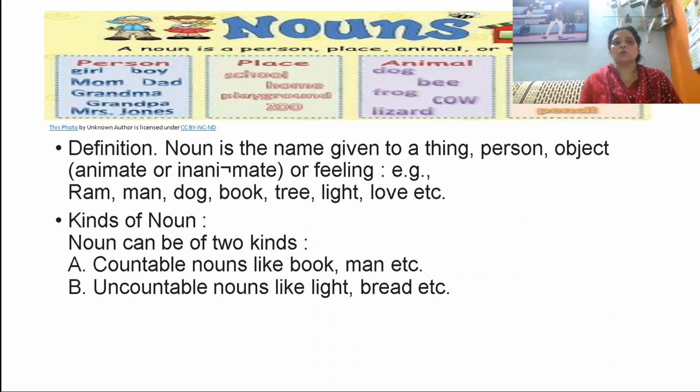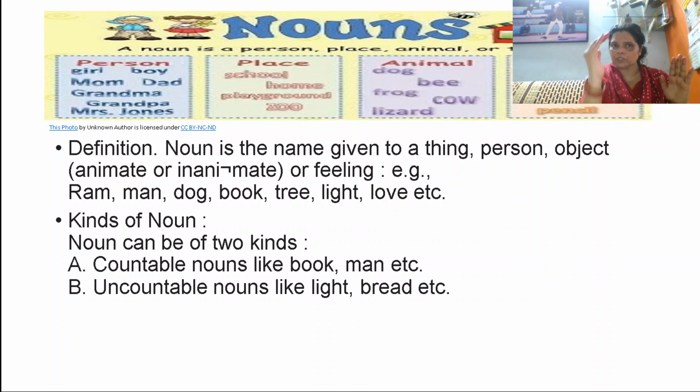Now, countable nouns. What do you understand by countable? That means the nouns which we can count, that is called countable noun. It is very simple. And uncountable, which we cannot count. Okay, countable, we can count the book, we can count the apple, we can count the bottles, that is countable. But we cannot count light, we cannot count sugar, we cannot count bread, we cannot count oil. So these are uncountable. First of all, I have to make your concept clear, then I'll be coming to your book. So no need to see the books right now.